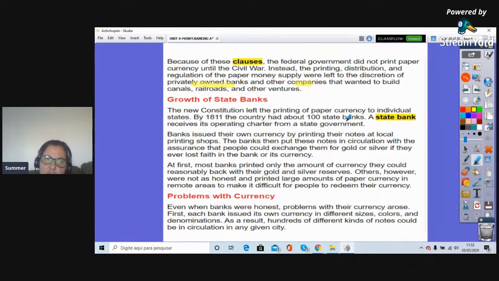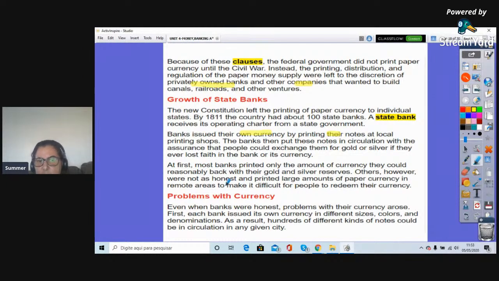So the banks, what did they do? They issued their own currency. They printed their notes at a local printing shop. The banks then put these notes in circulation with the assurance that people could exchange them for gold or silver if they ever lost faith in the bank or its currency.